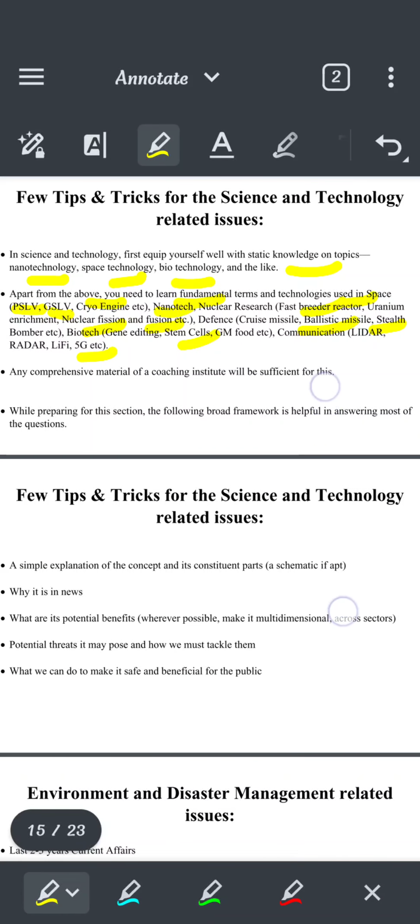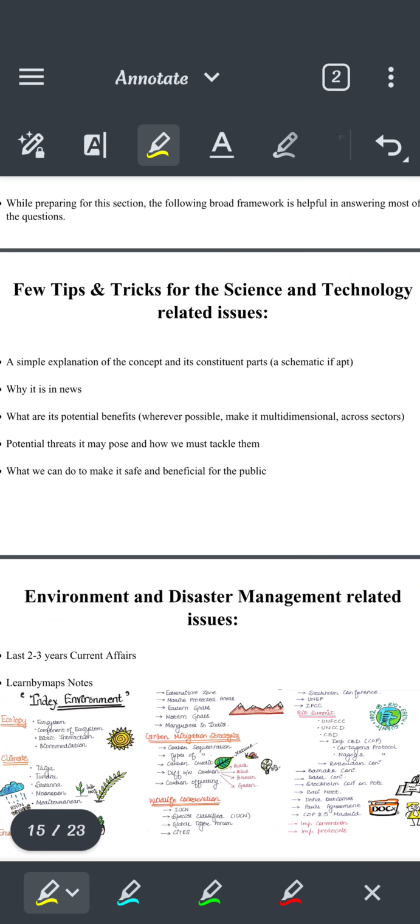A simple explanation of the concept and its constituent parts, as schematic if apt, why it is in the news, what are the potential benefits, wherever possible make it multidimensional across the sectors, potential threats it may pose and how we must tackle them, what we can do to make it safe and beneficial for the public so that it enhances the ease of living of the people. Everything which is there in the news is directly or indirectly related with improving the ease of living of the citizens.